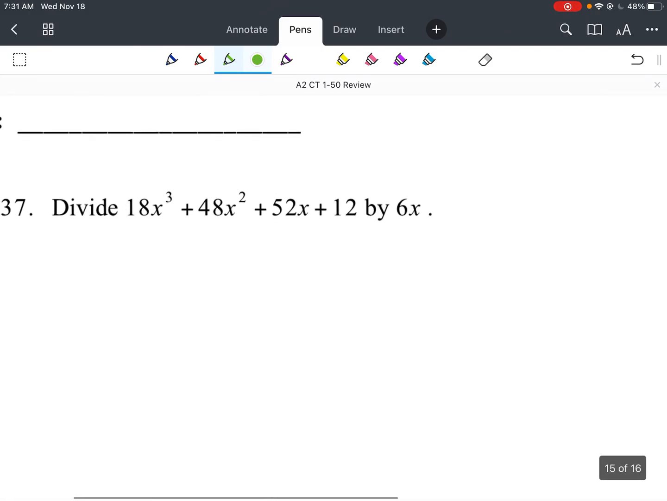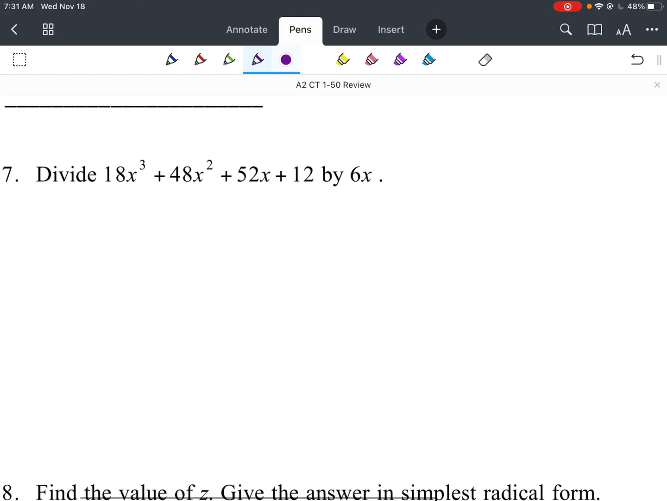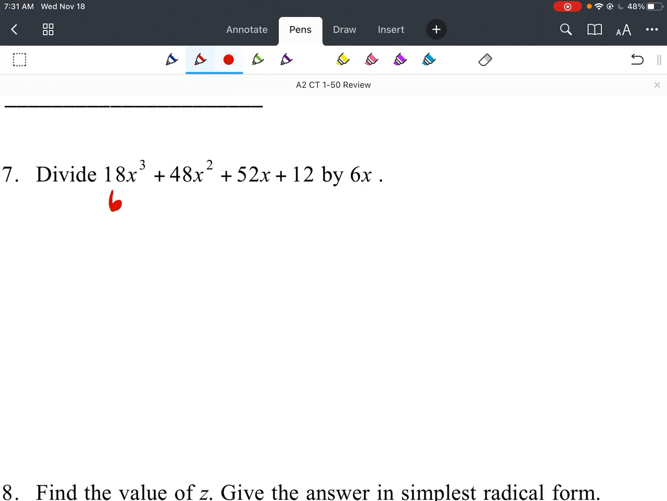All right, let's divide this by 6x. This is not a polynomial long division per se, because it's just one term. So you can just divide. I mean, we could set it up like a polynomial long division. But essentially 18x cubed. You know what, let's not do it. I'm not going to do polynomial long division. Watch this. Because it's just one term, I'll just do 6x. If you divide the whole thing by 6x, it's the same as dividing each part by 6x. Does that make sense?